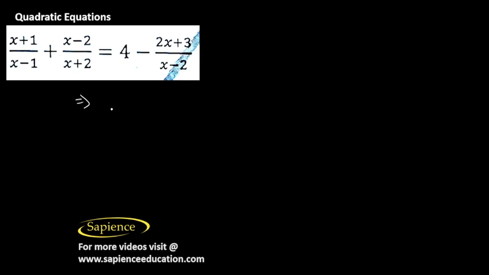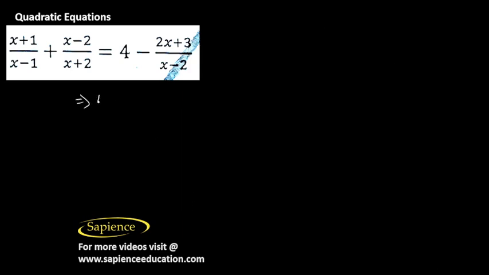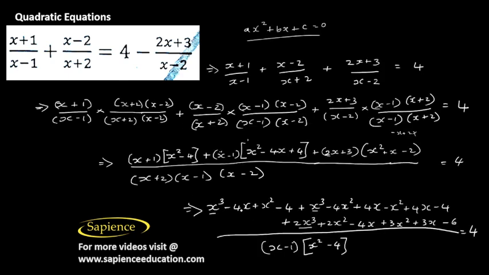Now let us start simplifying the numerator part. First, let us group the x cube terms. x cube, x cube, 2x cube, and all of them are positive. So 1 plus 1 plus 2, that is 4x cube.